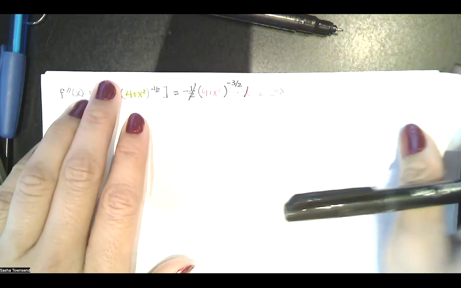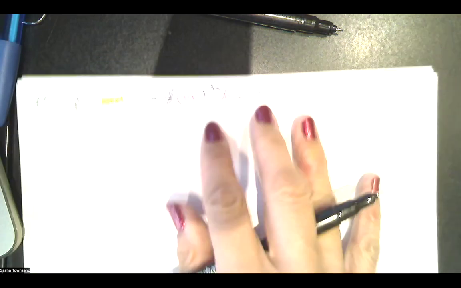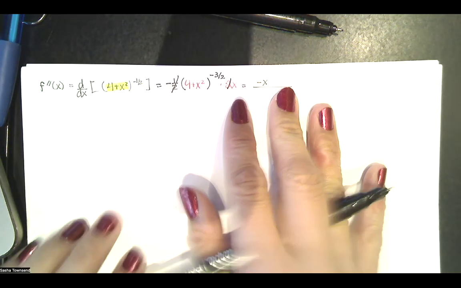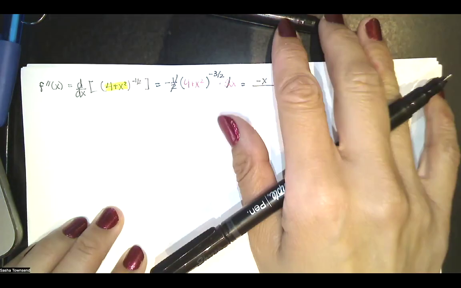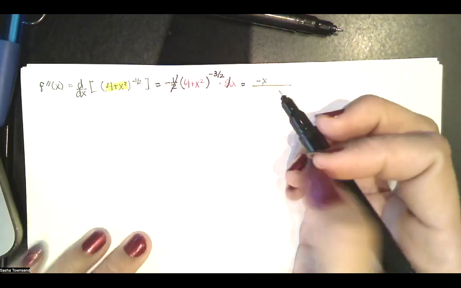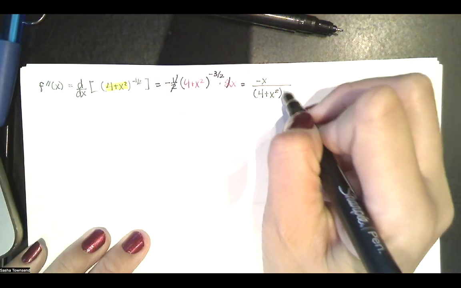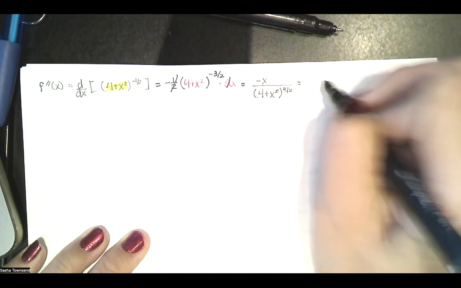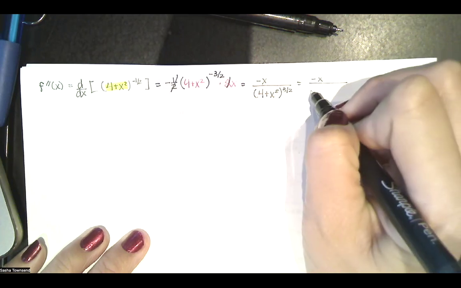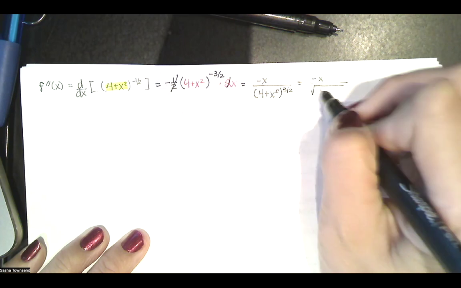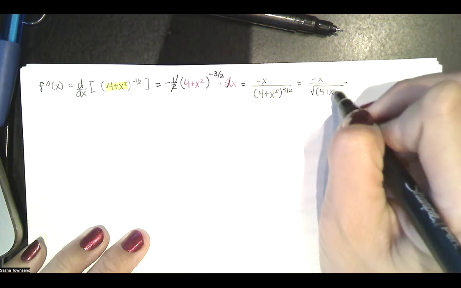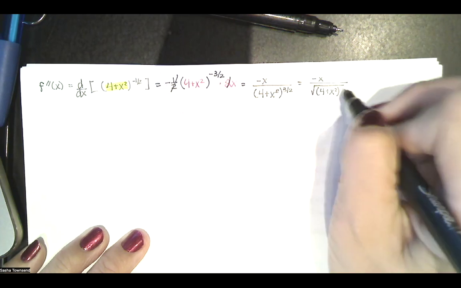Sorry about the weird glare again. That's 4 plus x squared to the positive 3 halves in the denominator. Or if you prefer, you can write it with radicals. That 2 in the denominator means we're taking the square root of 4 plus x squared, quantity cubed because of that 3.